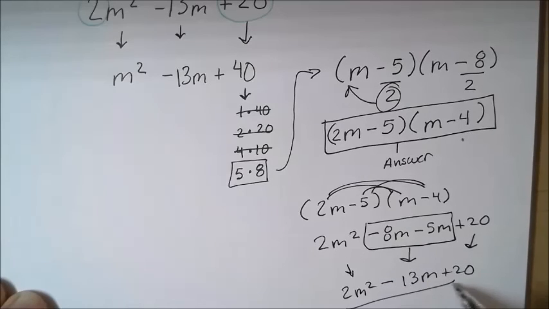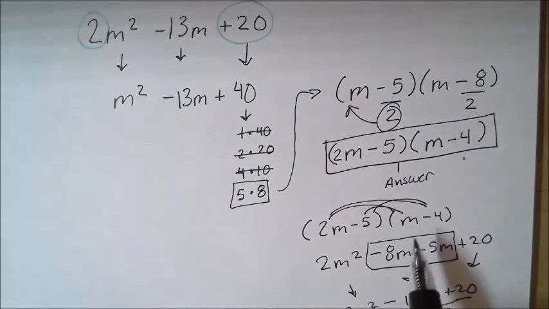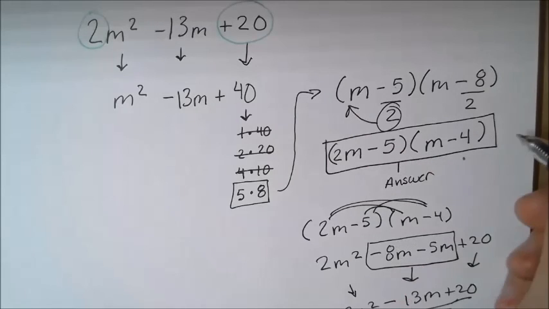And notice that's what we started out with right there. We started out with 2m squared minus 13m plus 20. That's what we have up here, 2m squared minus 13m plus 20. So that is our answer. We know it's correct because we checked it.